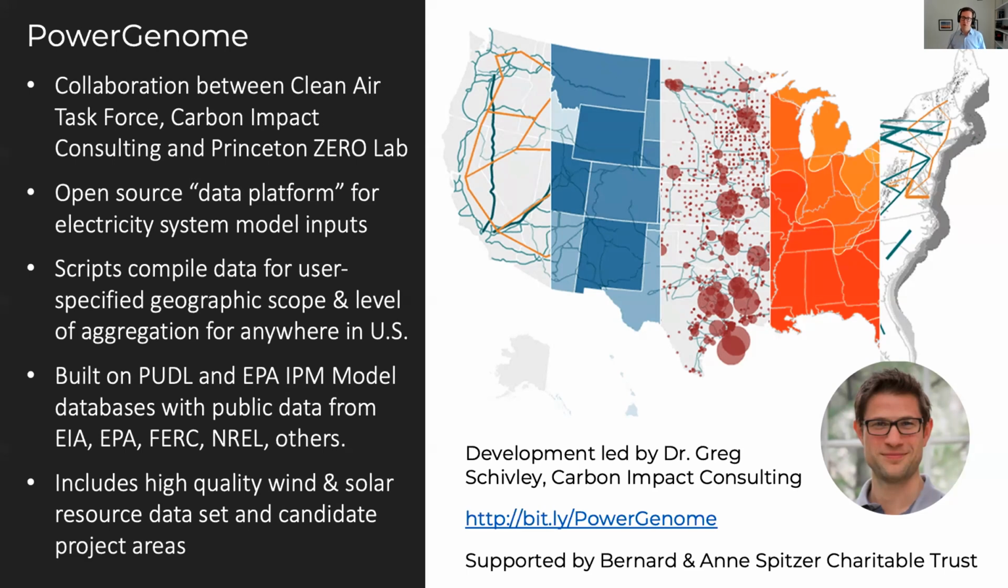If I want to do a study for the whole US, I might have 3 different models, one for each interconnection. And so the spatial scope and the level of aggregation or detail that we can afford will change from problem to problem. And Power Genome allows that to be flexibly aggregated and specified by the user.